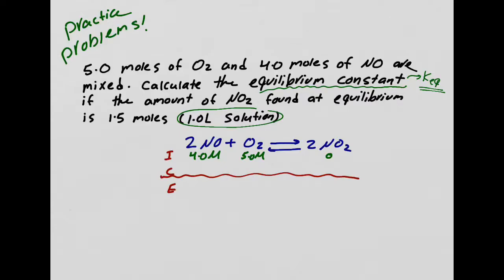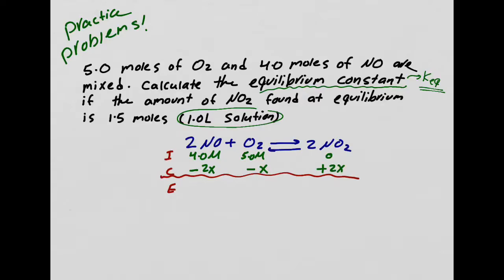Now, because I only have the reactant and I do not have the product, that means the change has to be reactant going away, disappearing, and product forming. You follow me? So the change is going to be minus 2x, minus x, plus 2x.